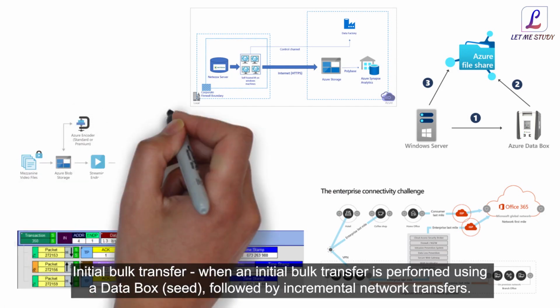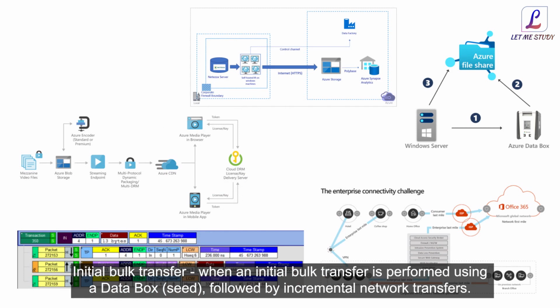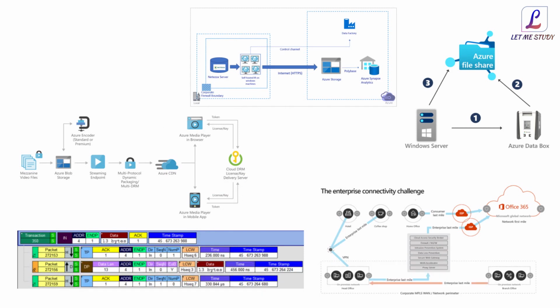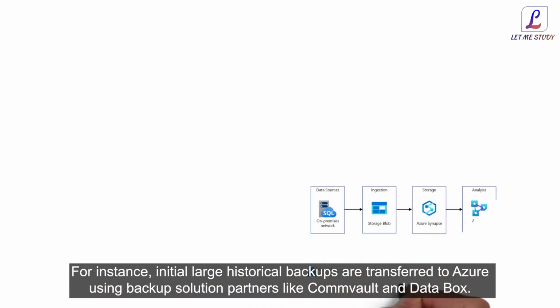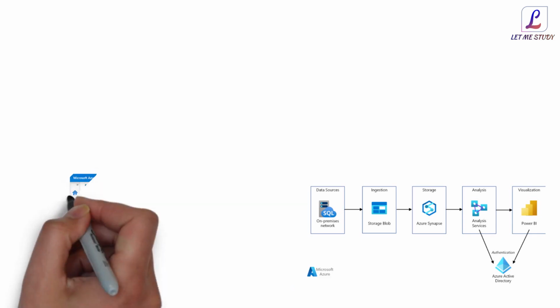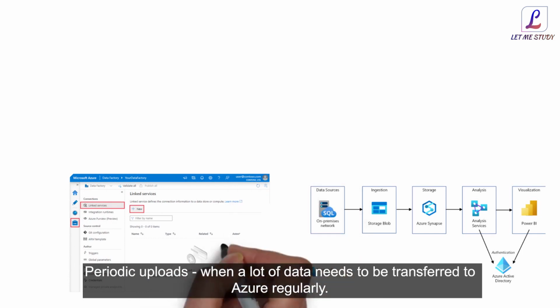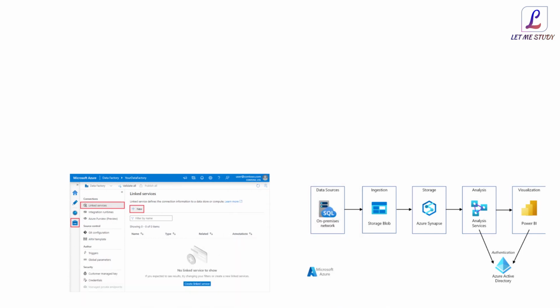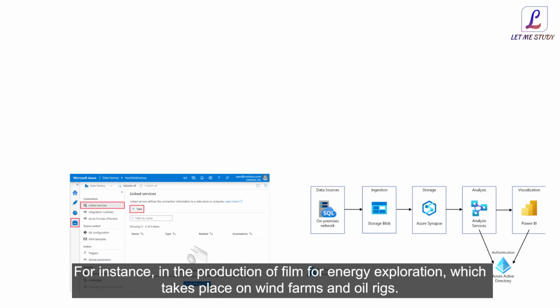Initial bulk transfer: when an initial bulk transfer is performed using a Data Box seed followed by incremental network transfers. For instance, initial large historical backups are transferred to Azure using backup solution partners like Commvault and Data Box. The incremental data is then sent to Microsoft Azure storage across the network. Periodic uploads: when a lot of data needs to be transferred to Azure regularly, for instance, in the production of film for energy exploration, which takes place on wind farms and oil rigs.